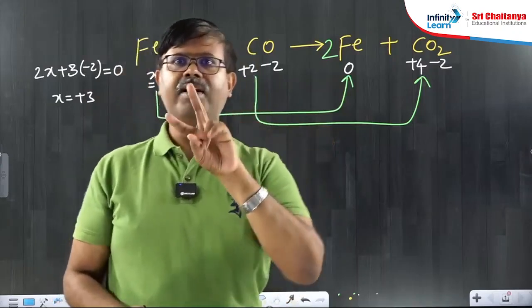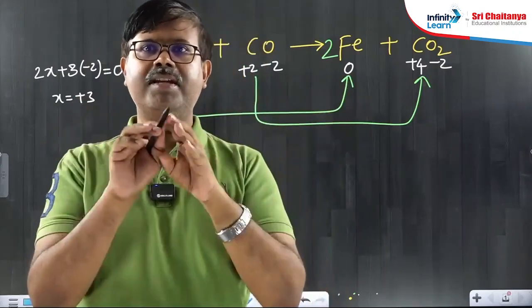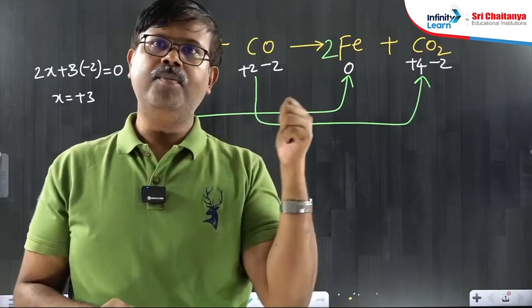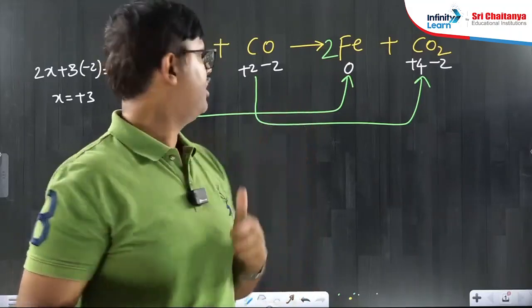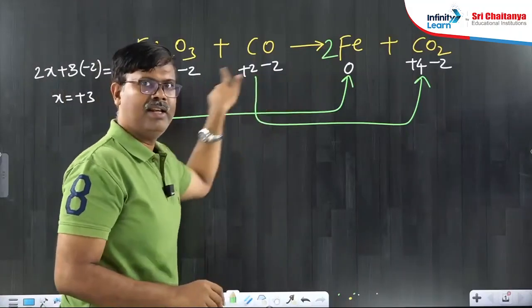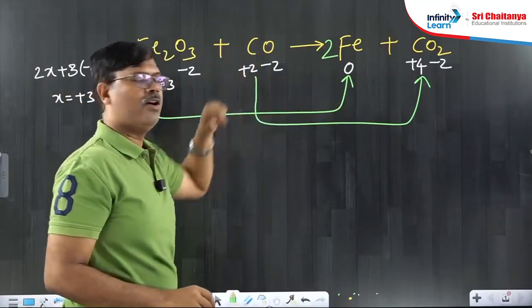For one iron atom, what is the change? +3 to 0 means the change is what? Positive change 3 for one iron atom. But how many iron atoms do you see here in the picture? You see 2 iron atoms. For one iron atom the change is 3. For 2 iron atoms, how much?